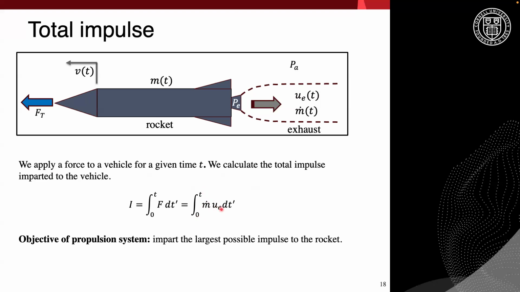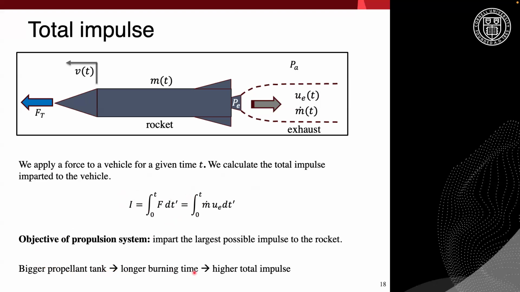And the objective of propulsion systems is to impart the largest possible impulse to the rocket. And from this integral expression here, we can see that the longer we burn, the higher the value of the total impulse. So having a larger value of t is going to lead to a larger value of I. And having a big propellant tank is going to allow us to burn longer. So a bigger propellant tank will lead to a longer burning time, which will lead to a higher total impulse.